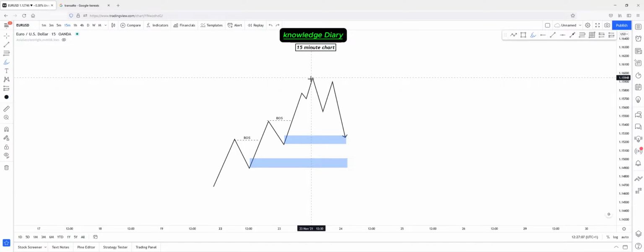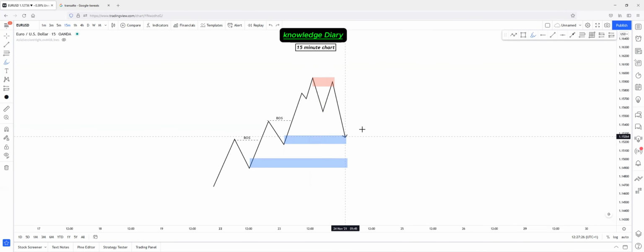Okay, so after a change of character, price created a supply zone because it was a change of character to the downside. So this means supply is in control now. I will just draw a supply zone right here. And supply took over control because it broke the last demand zone, which was here.